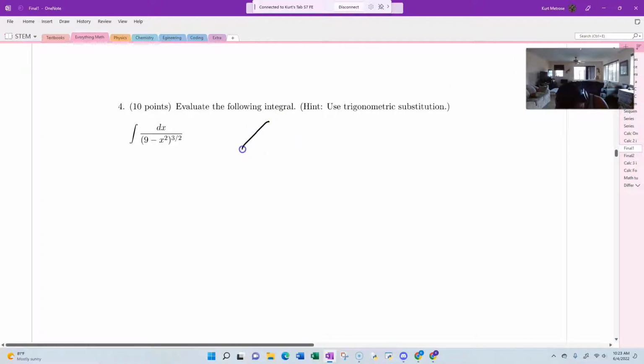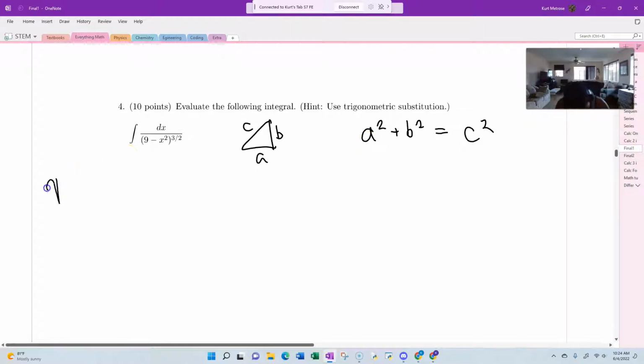Why is my pen laggy? There we go. Here's a triangle, right? And note that we have this rule called the Pythagorean theorem. So it's a squared plus b squared is equal to c squared, and we'll call this c, we'll call this a and b.